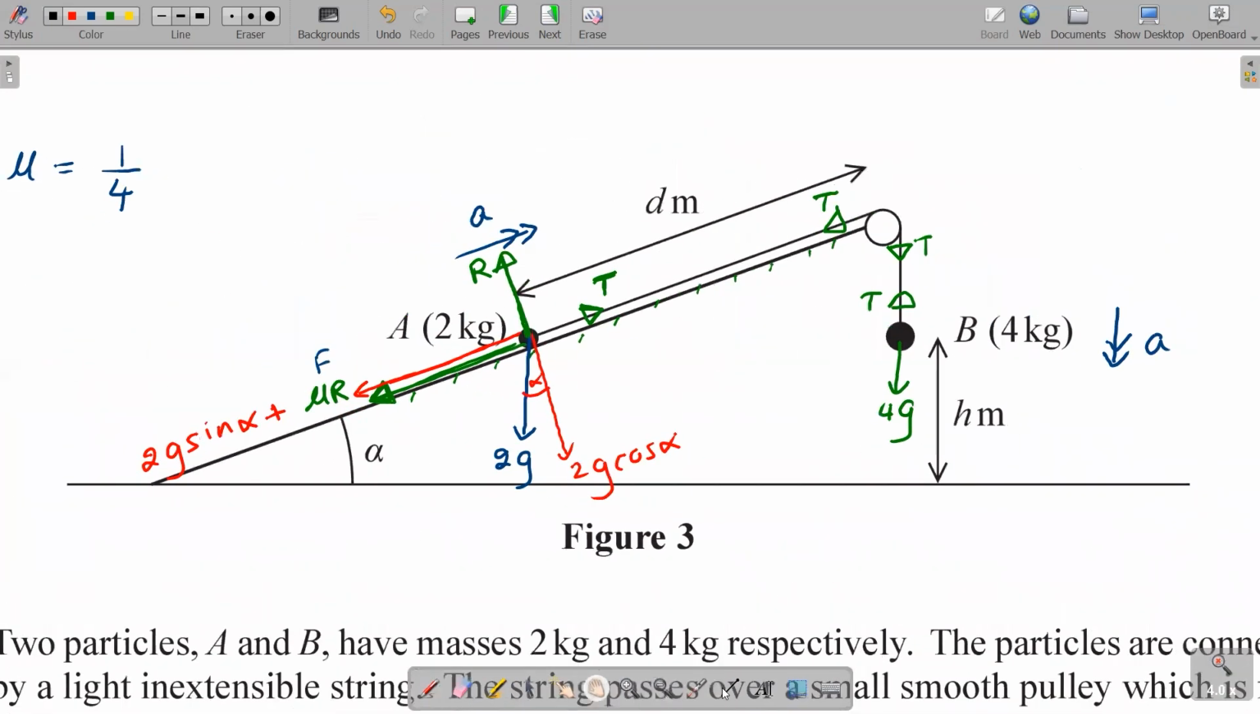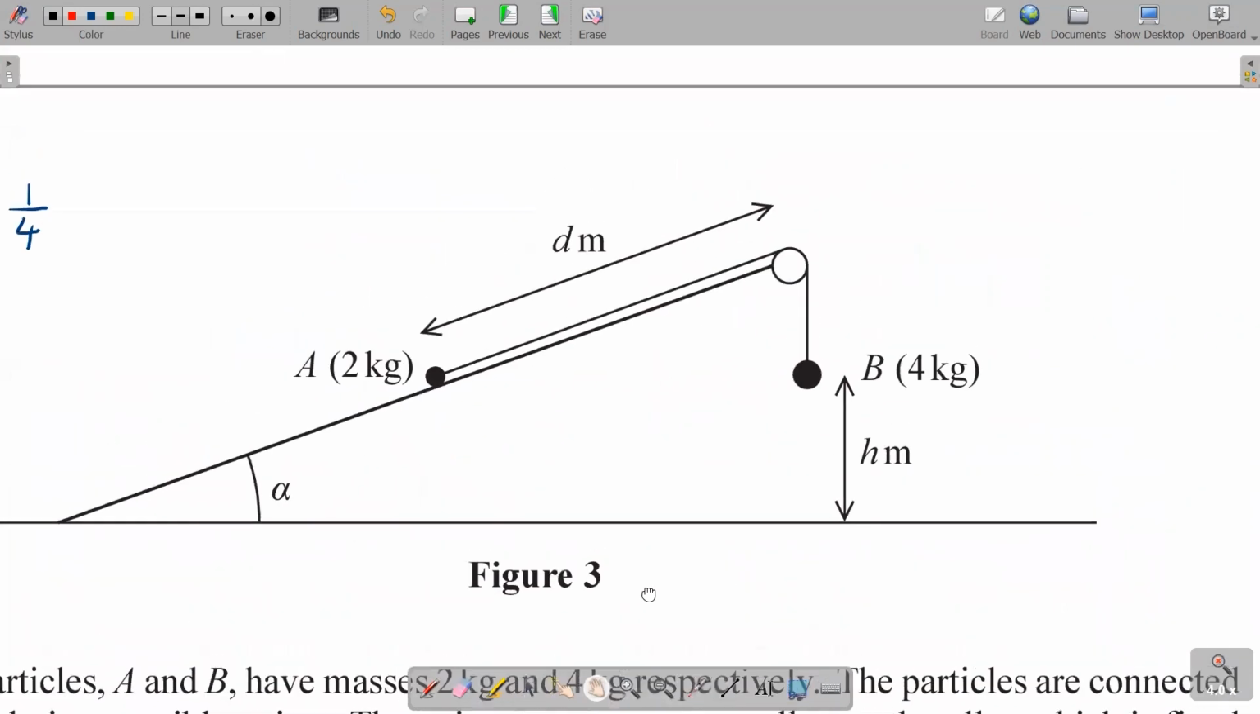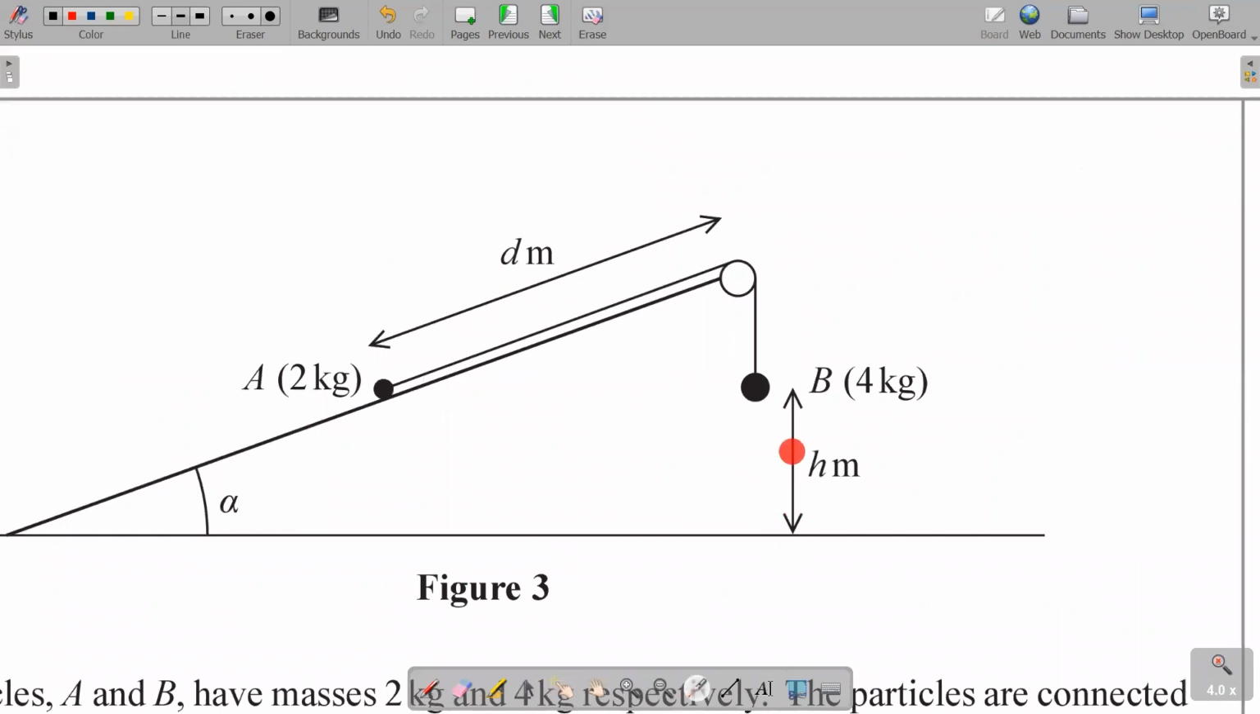I will erase the forces because I want to explain to you what's going on here. So B goes a distance of h meters and strikes the ground. While it is traveling this distance h, it is going down with that acceleration. What was the acceleration that we found? It was 2 over 5g, right? Can you all check the answer? It was 2 over 5g, right?